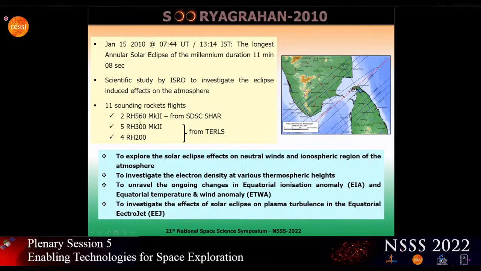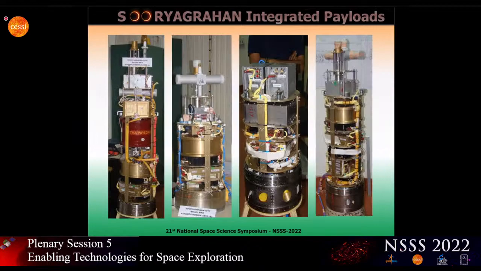That is the day of the eclipse and the next day, controlled launches, near simultaneous launches from Sriharikota and from Trivandrum, carrying a plethora of scientific equipment. Okay. These are some of the payload assemblies, including the trimethyl aluminum payload, the NV and LP payloads. All these were flown in the Surya Grahan campaign.